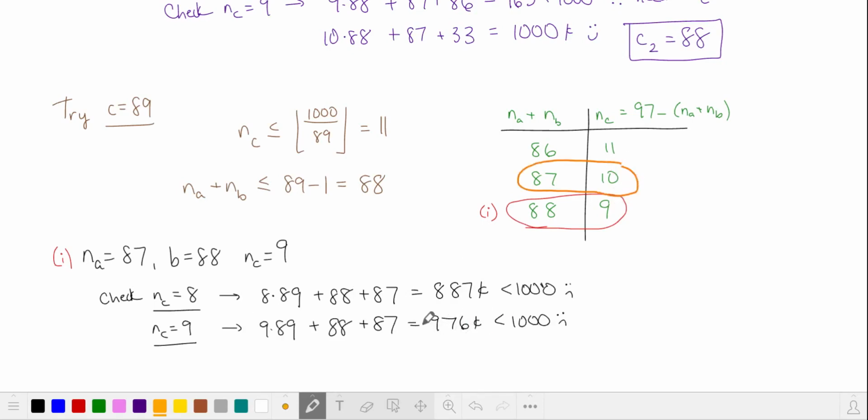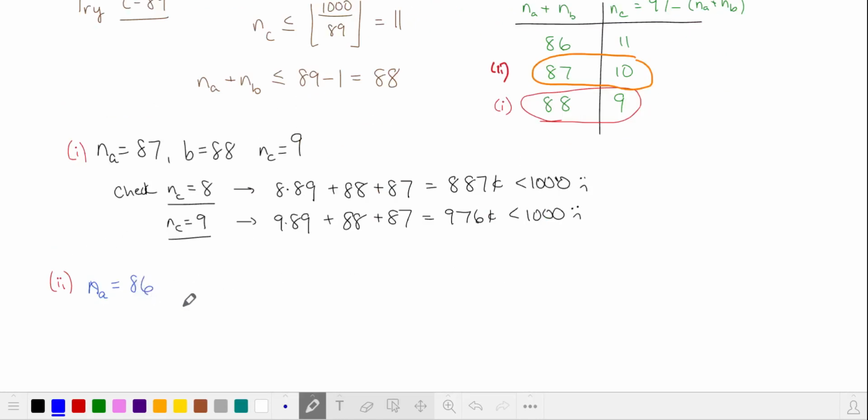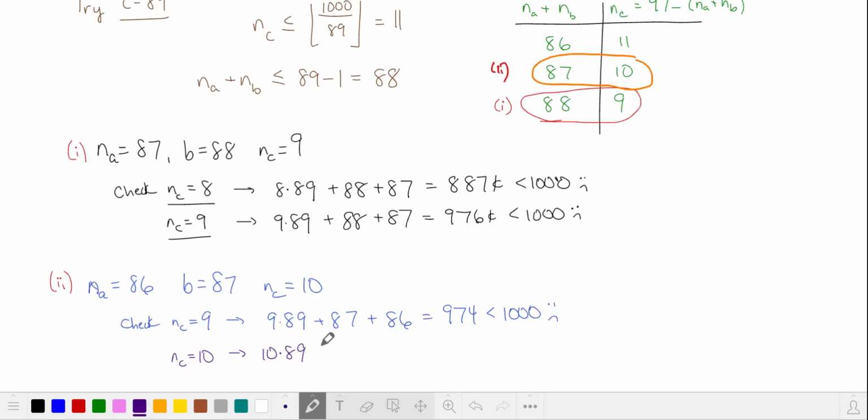So let's try the second case. Here we have 86 1-cent stamps, a stamp worth 87 cents, and 10 stamps worth 89 cents. We'll check NC equals 9. Using up all of our stamps, we get 974 cents worth of postage, which isn't enough. When NC equals 10, if we use 10 of our 89-cent stamps, our 87-cent stamp, and 23 of our 1-cent stamps, we get 1,000 cents. So this is our minimum value of NC, and we have found our third value of C, which is 89.